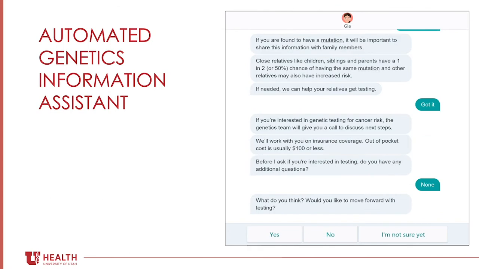And then this slide shows the initial outcome from the patient-directed arm. At the end of the pre-test genetics education module, we ask the participant whether they are interested in moving forward with testing, and they can respond yes, no, or I'm not sure yet. In all of those cases, because this is a research protocol, they are contacted by a genetic counseling assistant who can either assist with ordering a test for those who are interested, answer questions for those who need more information, or assure that people understand the information if they decline.